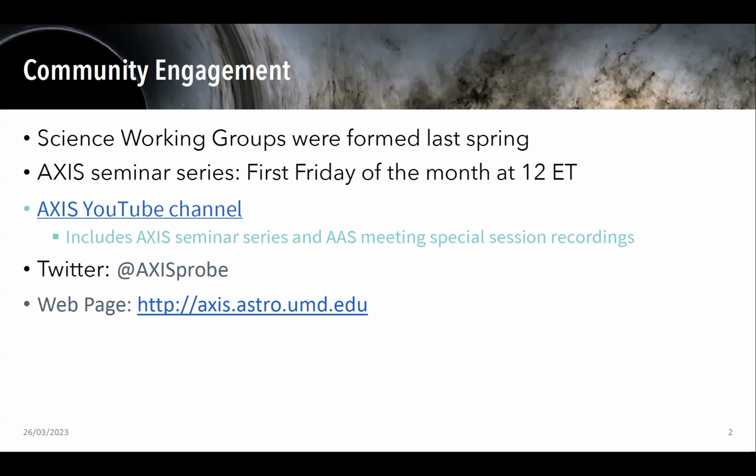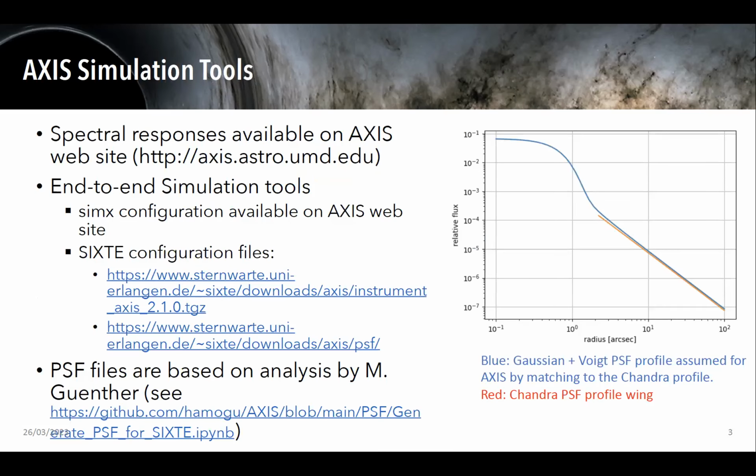We have a Twitter handle, I guess is the right term for it. That's thanks to Dale Ford, who you heard from earlier, and there's the handle for that. And then of course, all proposals must have a web page, and so that's our web page. So in terms of simulation tools, the response files for AXIS are on our website, and then you can also do end-to-end simulations. There's two main tools for this that are popular, SimX from CfA. You download that from CfA itself, but then the configuration files are on the AXIS website. And then SIXTE, which is developed in Germany and is the official simulator for multiple missions like eROSITA and Athena.